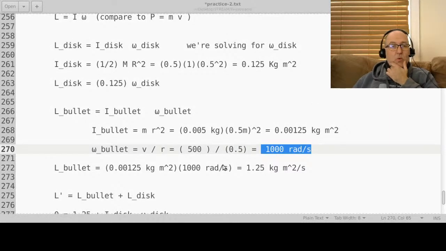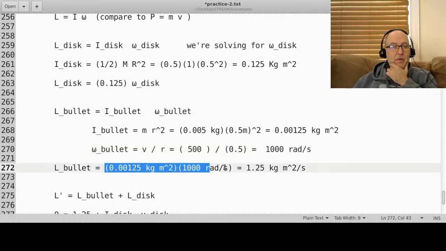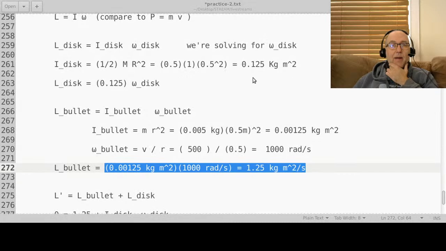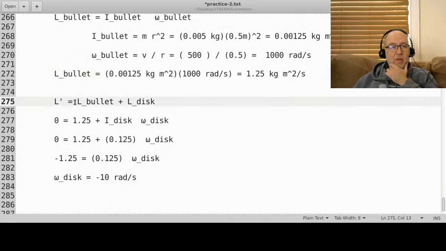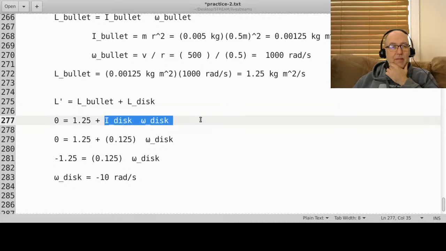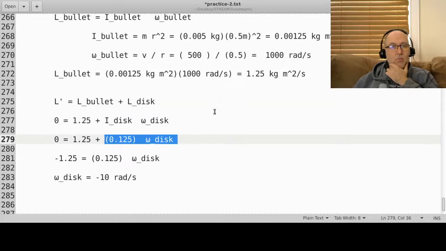All right. And so we have I and we have omega for the bullet. Putting them together, we've got the angular momentum for the bullet: 1.25 kilogram meter squared per second. Now we can put this all together because we have angular momentum for both the bullet and the disc. Angular momentum of the bullet, we just found that, 1.25. Angular momentum for the disc, well, we didn't really find it, but we have it as reduced as possible.